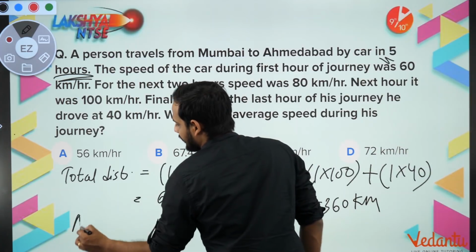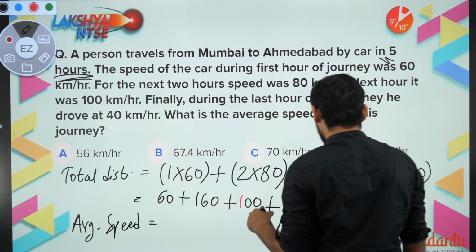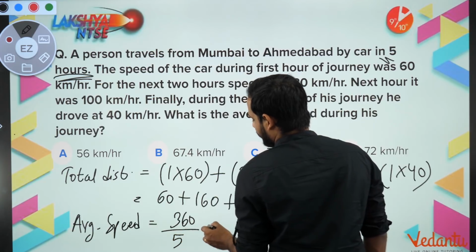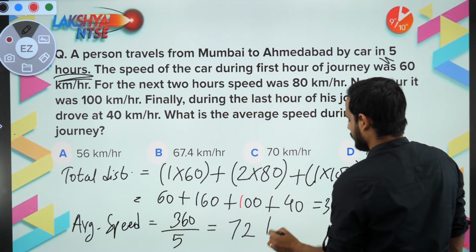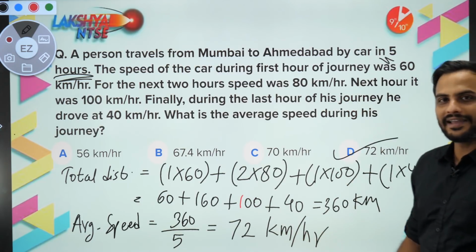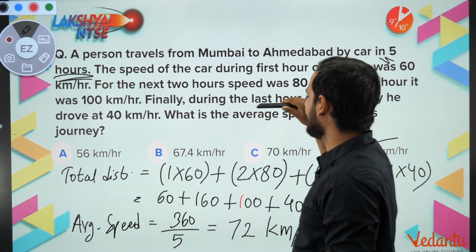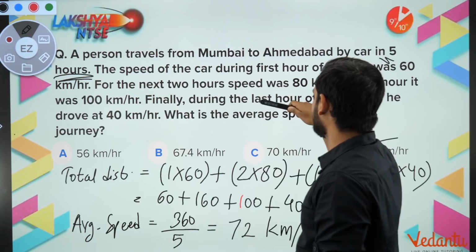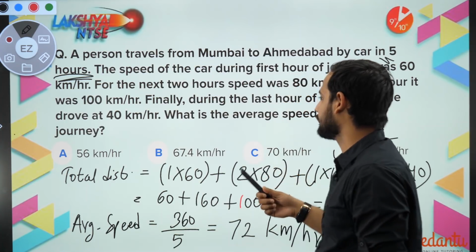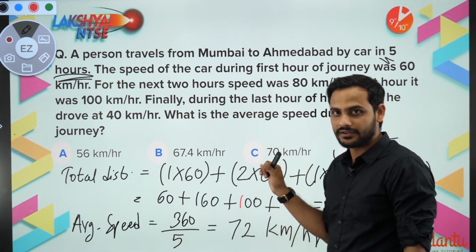So your average speed will be equal to 360, total distance, upon total time taken, which was 5. So you will be getting 72 km per hour. Now if you go by the average of speeds, 60 plus 80 plus 100 plus 40, that is 280, divided by 4 values, 280 by 4 is 70. That will be wrong. That answer is also given to confuse the students.